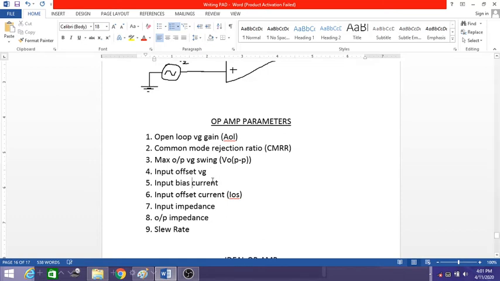So now the input bias current. Input bias current is nothing but the average current. It takes the average of the current entering at the two terminals, inverting and non-inverting, and that will give the average current. So that we call the input bias current.